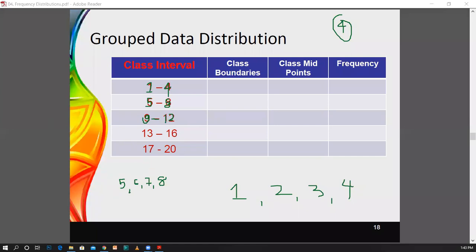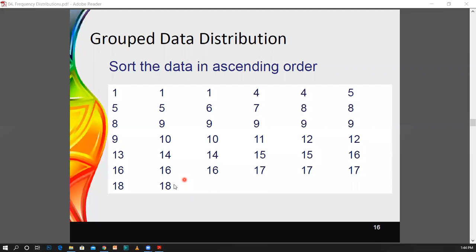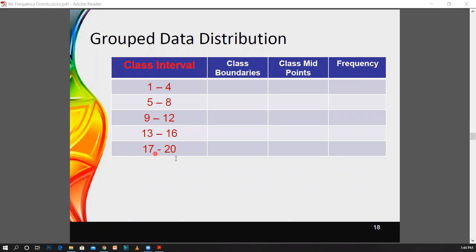Now I have started this class interval from the minimum value I have. You can see that in the last class, the maximum value is already included. It is because in this data set, the maximum was 18. For the final class, we obtained 17 to 20. Definitely, you can see that the number 18 appears in this class. Now you can see that this is the class interval you have obtained.